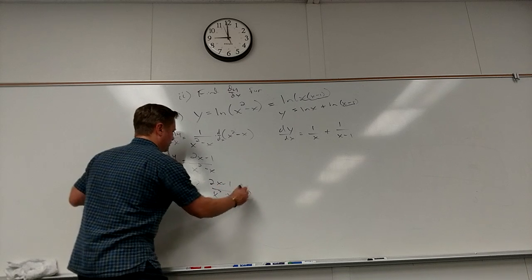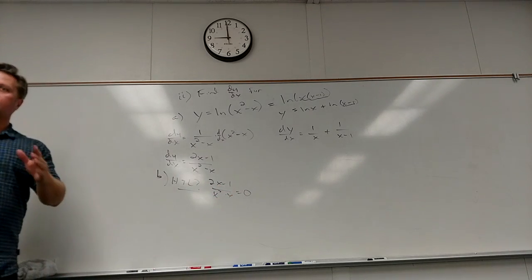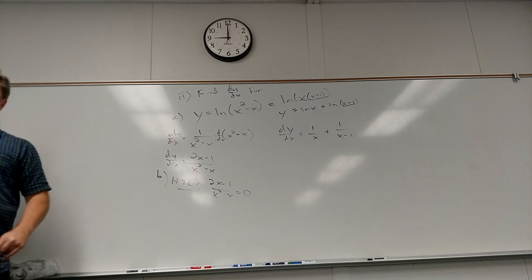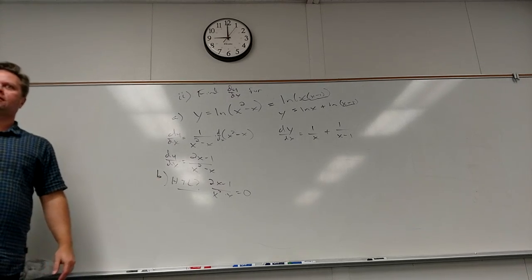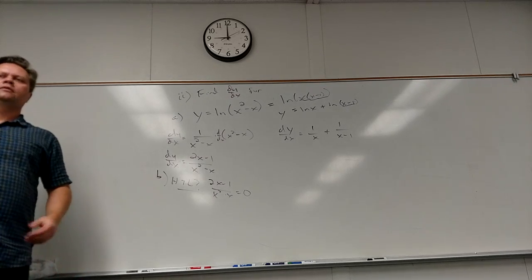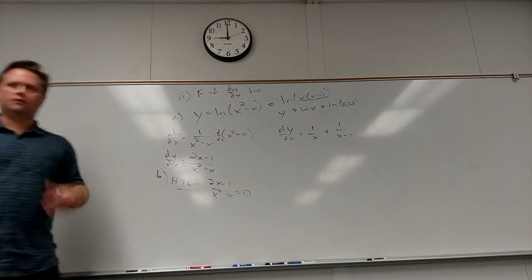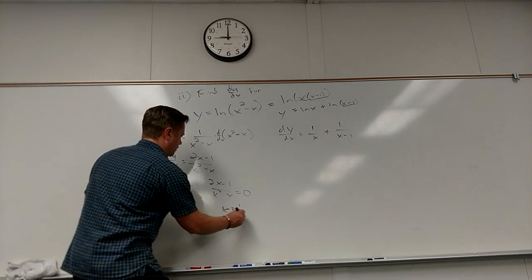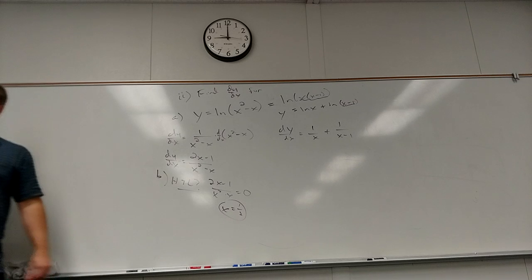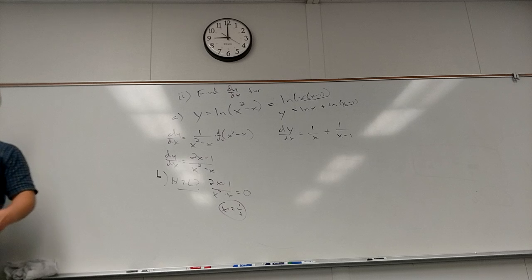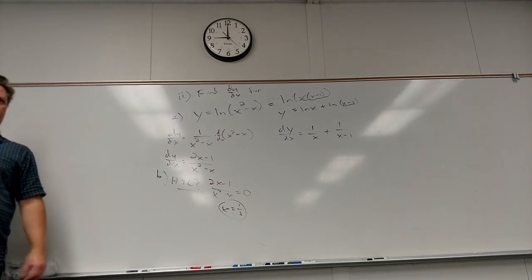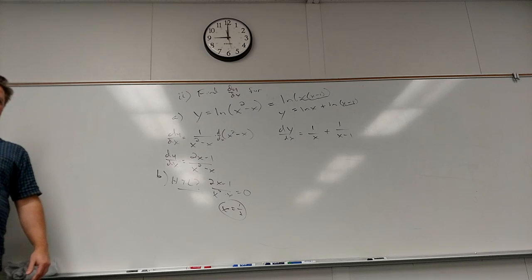I like the look on your face. You're like, well, Jeff, you set it equal to 0. Okay, but then, all right, now what? That's my real question. Now what? What's the only way a fraction can be 0? If the top is 0. So x equals 1/2. Bottom can't make a fraction 0. So that would be the location of the horizontal tangent line at 1/2.